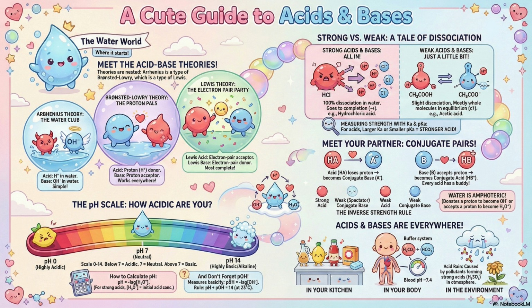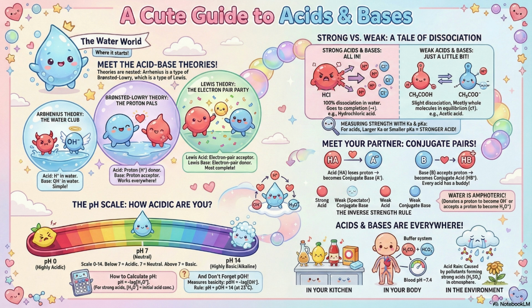Wait, so if F- is the base in that reaction, that means water just acted as the acid. It did. We call that being amphoteric. Water can swing both ways, which is what makes it such a special solvent. And this whole donor-acceptor thing immediately gives us the idea of a conjugate pair. Yes. When an acid, let's call it HA, gives up its proton, what's left behind, the A-, is its conjugate base. And their relationship is, well, it's fundamentally inverse.